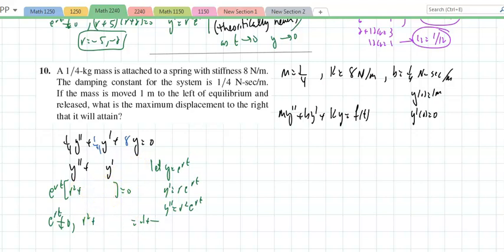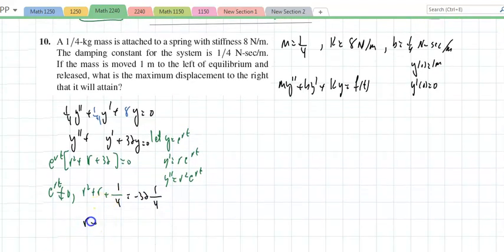That makes this 32y equals 0. So that's going to mean this is r squared plus r plus 1. There are no two factors of 32 that will add up to give you a 1. So half of 1 is 1/2, squared is 1/4.